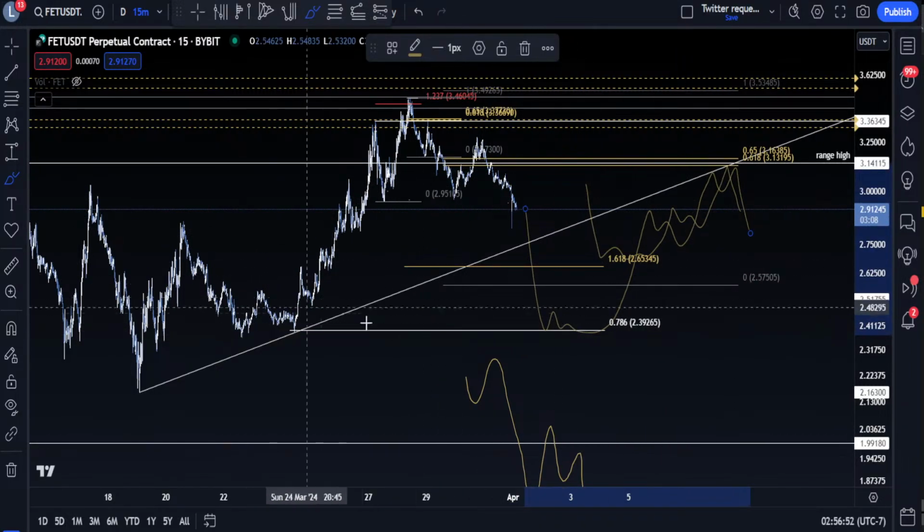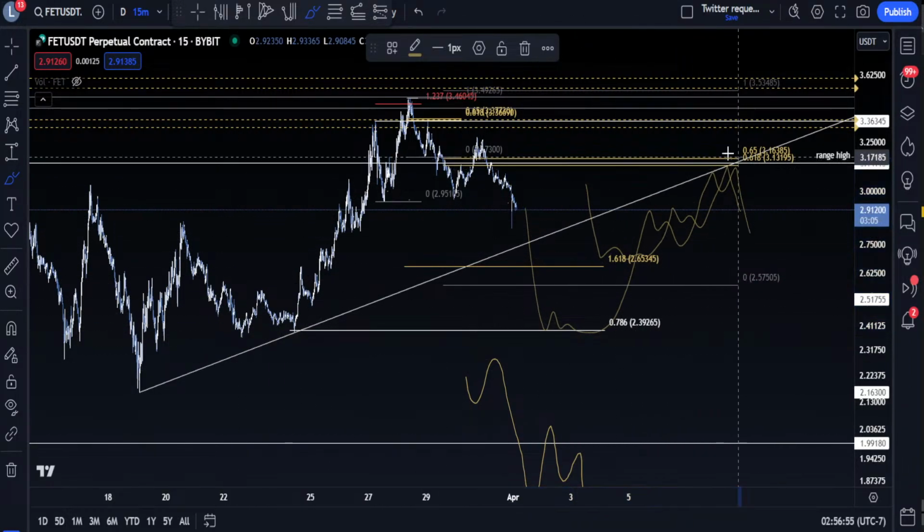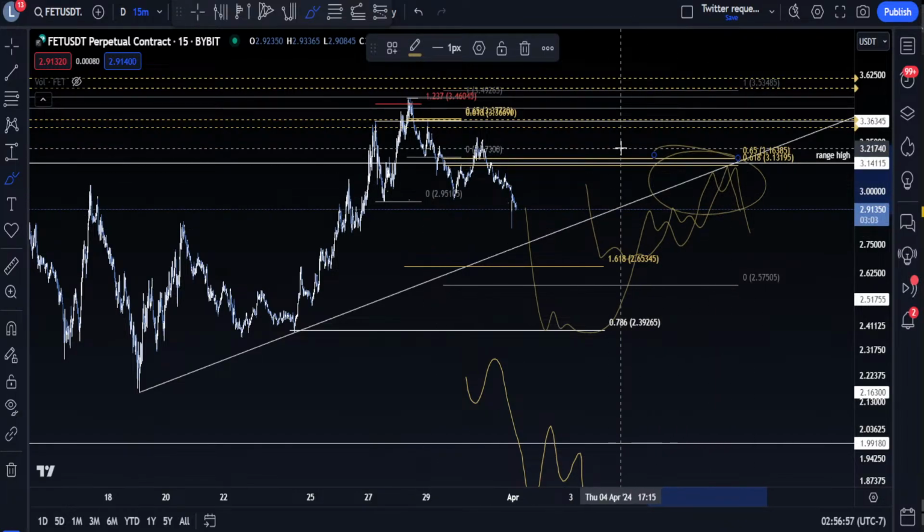But yeah, I might be willing to still take some longs in here, but I would probably be looking to take profits and maybe even take shorts on retests of this level.